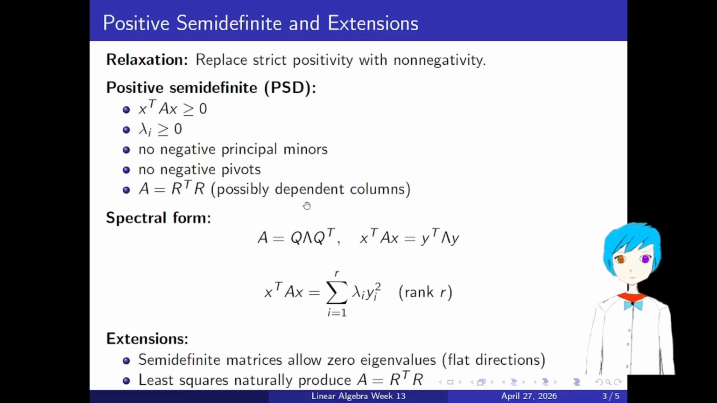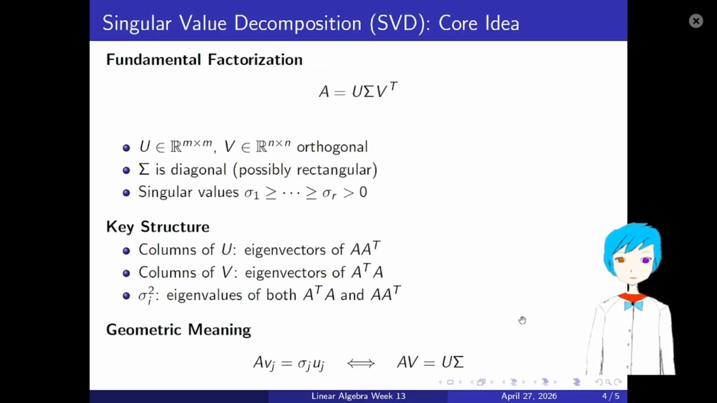The spectral form for positive semi-definite matrices is A equals Q lambda Q transpose, where lambda is a diagonal matrix with non-negative diagonal elements. In this way, the quadratic form x transpose Ax could be written as a summation from i equals 1 to r of lambda i yi squared, where y equals Q transpose x. Semi-definite matrices allow 0 eigenvalues, and least squares problems naturally produce a positive semi-definite matrix.